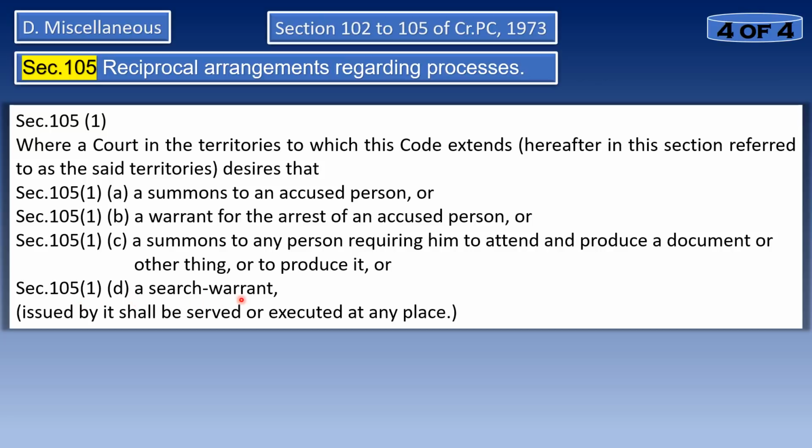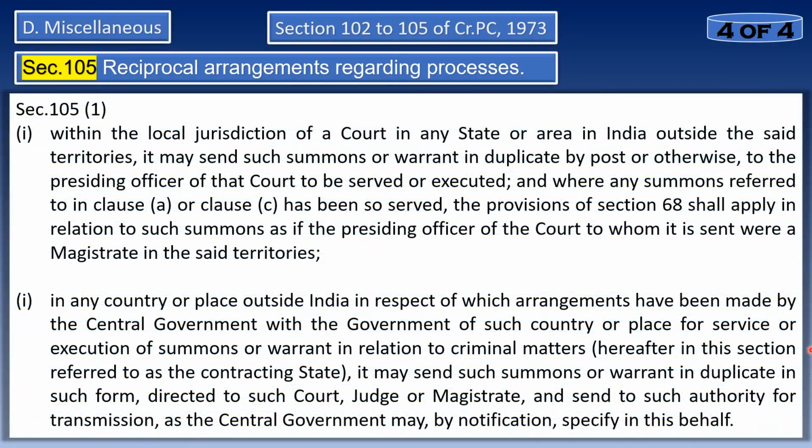Clause 1 of subsection 1 of section 105 says within the local jurisdiction of a court in any state or area in India outside the said territories, it may send summons or warrants in duplicate by post or otherwise to the presiding officer of that court to be served or executed. And where any summons referred to in clause A or clause C has been so served, the provisions of section 68 shall apply in relation to such summons as if the presiding officer of the court to whom it is sent were a magistrate in the said territories.